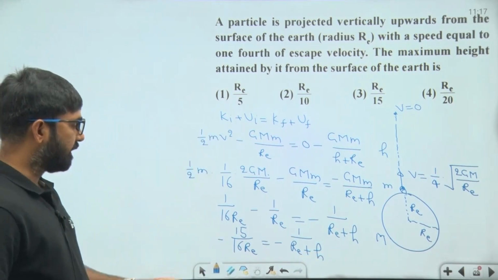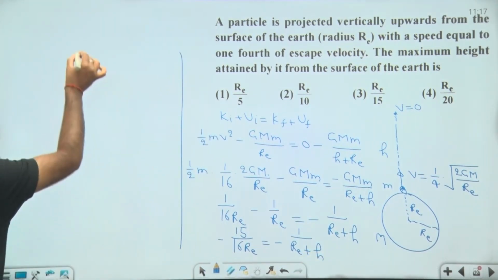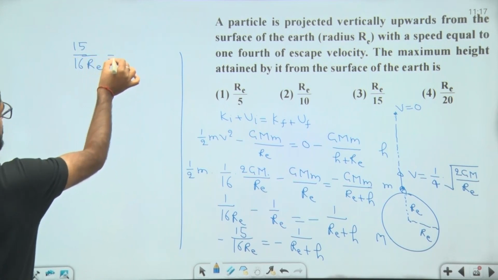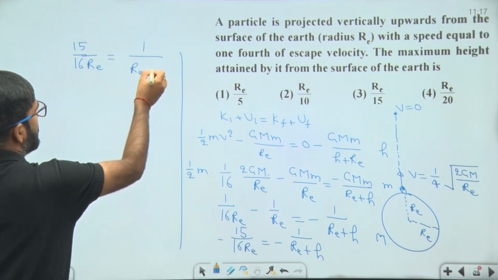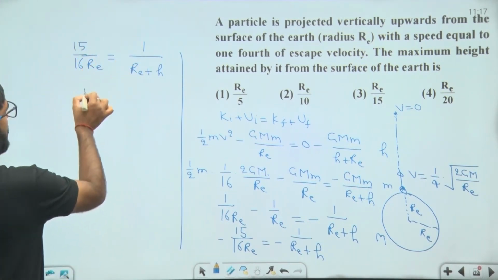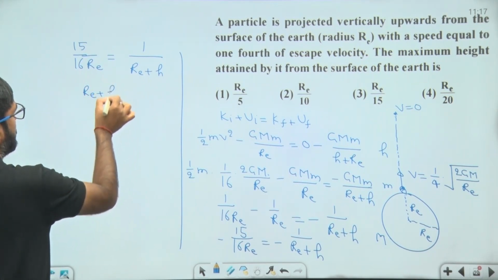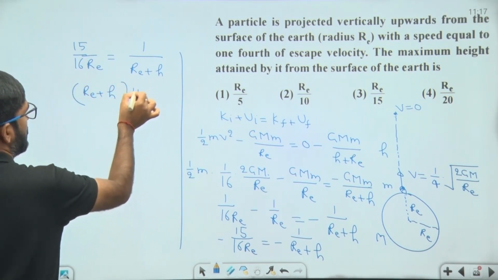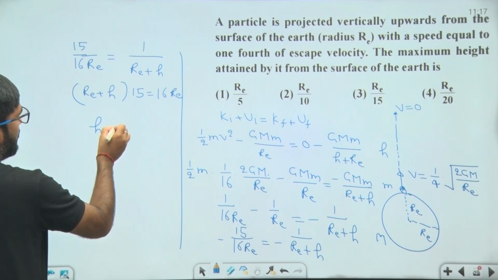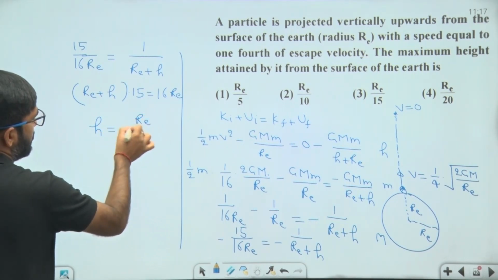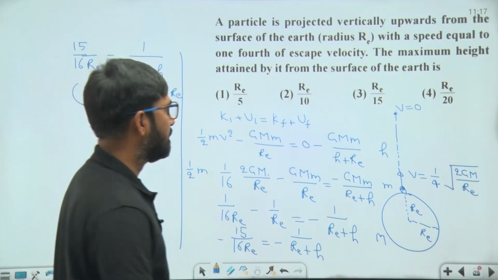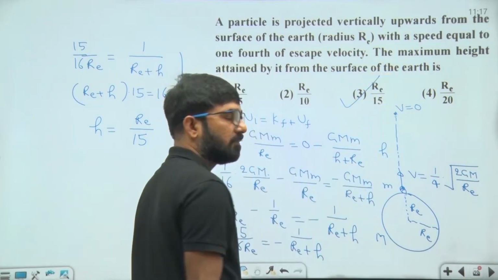On solving this we get 15/16 RE equal to 1 upon RE plus h. Multiply this by this and this by this, we get RE plus h into 15 equal to 16 RE. On solving this equation, we get the value of h as RE by 15. Height h will be equal to RE by 15. This value is given in option 3, hence the final answer is 3. Thank you.